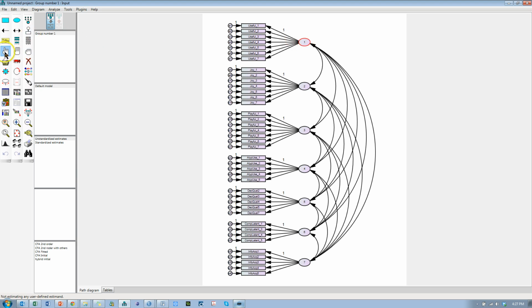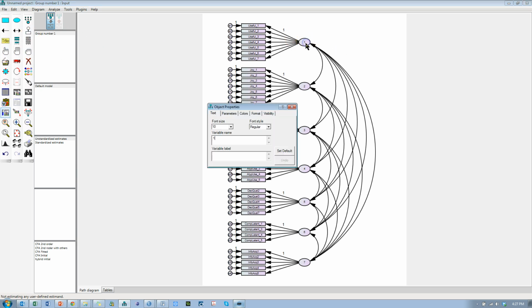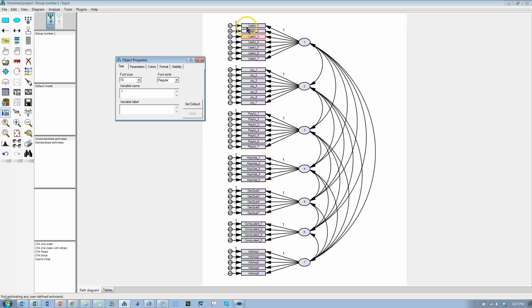Back to Amos. I'm going to rename each of these by double-clicking them. This one is usefulness. So useful is what I'll call it. This one's joy. Sorry, it's so small, just because there's so many. This one's playful. This one is atypical use. A word on format, you can't have spaces in these names or else it gives you errors later. So no spaces or mathematical symbols in these.